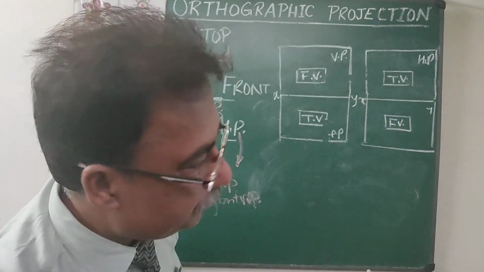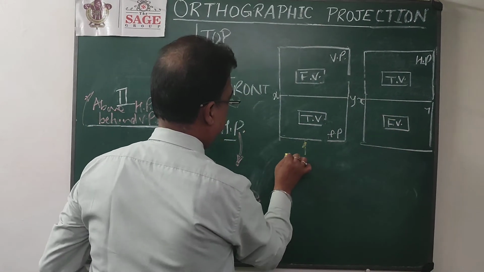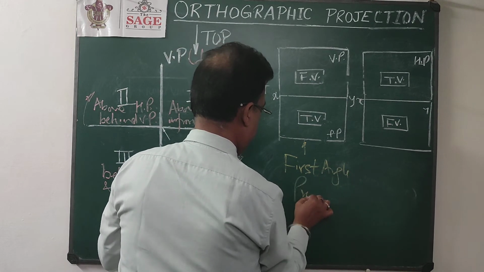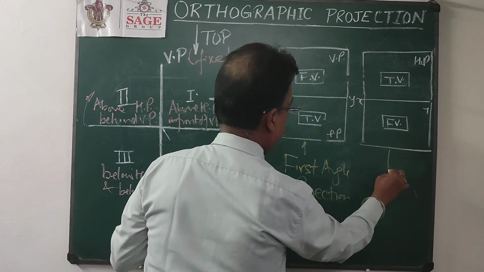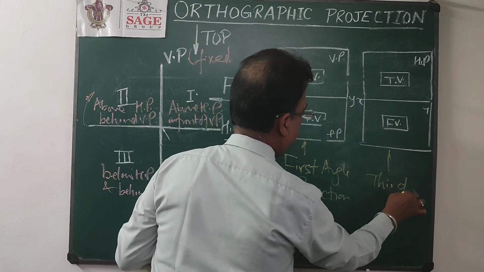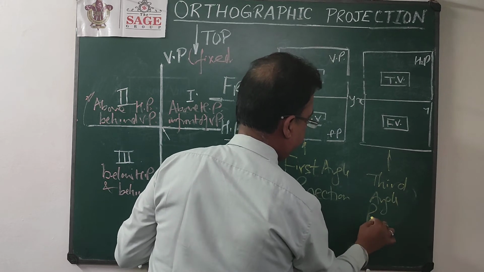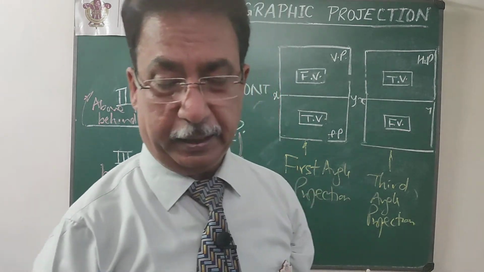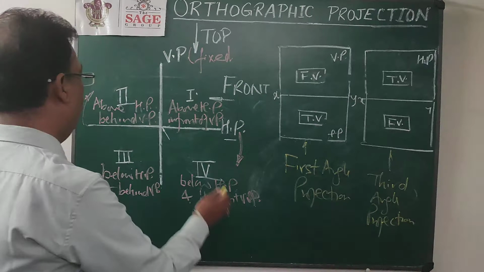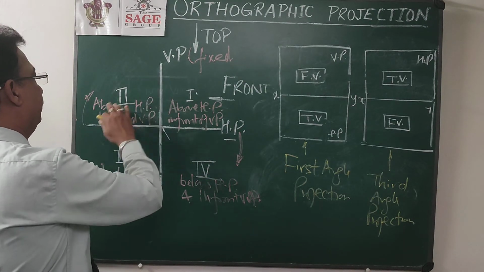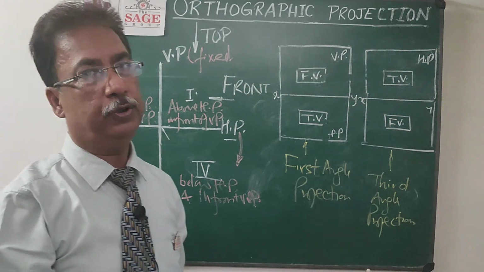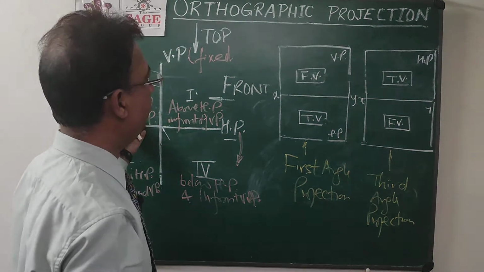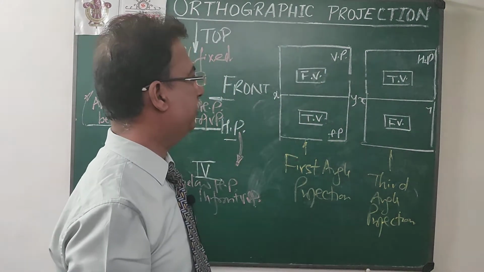So the first one, this is known as first angle projection. And this is known as third angle projection. Just the difference will be the position of the object, otherwise the projection will be same. But when the object will be in the second quadrant, as VP will be upside, HP will also go up, so both the planes will be above the reference line and both the projections will be above the reference line. So in second quadrant, front view and top view both will be above XY line.